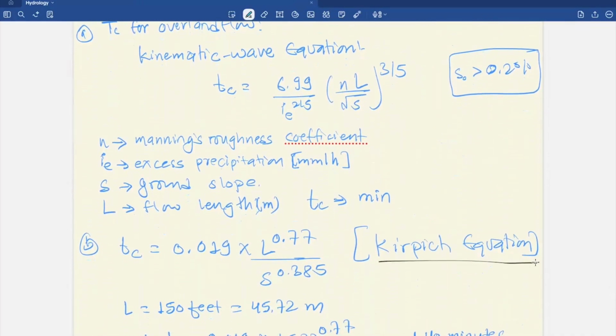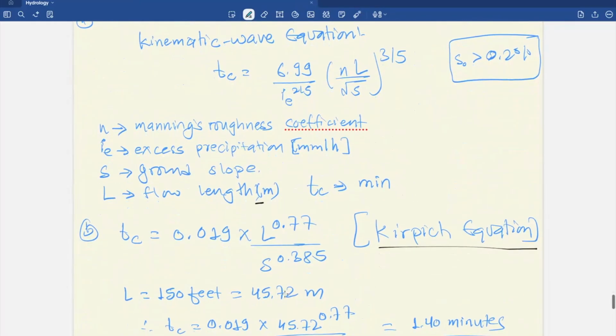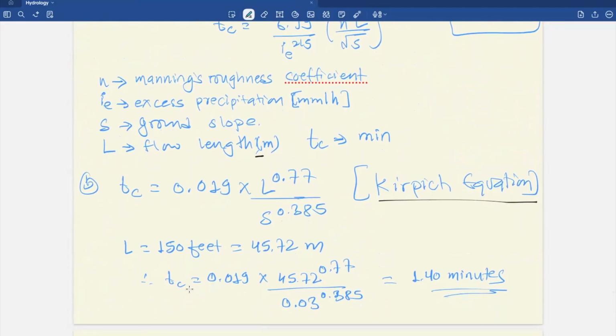Kirpich equation for overland flow travel time. So that will be Tc equal to 0.019 times L, where L is the length of the watershed and S is the slope. So we have the length as well as S. We convert that 150 feet into meters, and then we get the time of concentration for reach AB, sheet flow, of about 1.4 minutes.